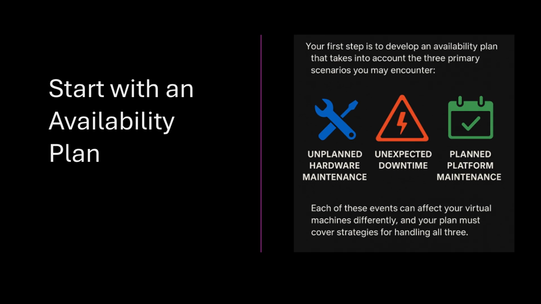Your first step is to develop an availability plan that takes into account the three primary scenarios you may encounter: unplanned hardware maintenance, unexpected downtime, and planned platform maintenance. Each of these events can affect your virtual machines differently, and your plan must cover strategies for handling all three.